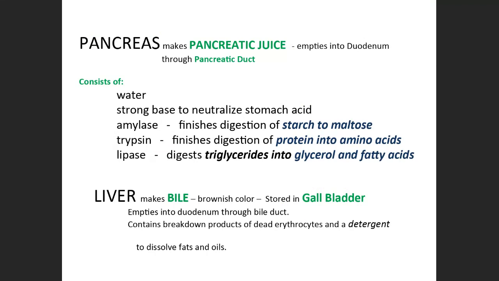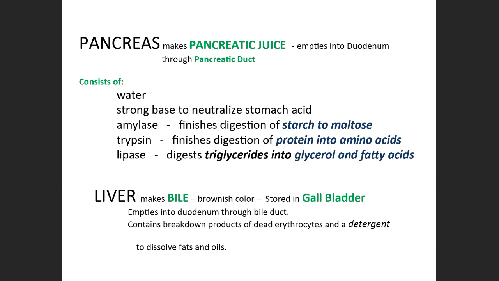Okay, now the pancreas makes this stuff called pancreatic juice. And again, it contains lots of water. Very important here, it has a strong base in it. Remember, the pancreatic juice is emptying into the duodenum, into your small intestine. You want that base because you do not want that strong acid from the stomach to maintain its acidity in the small intestine, because it will damage the small intestine. So the pancreatic juice, when it goes into the duodenum from the pancreas, is actually going to neutralize a lot of that stomach acid. The pancreatic amylase will finish the digestion of starch into maltose.